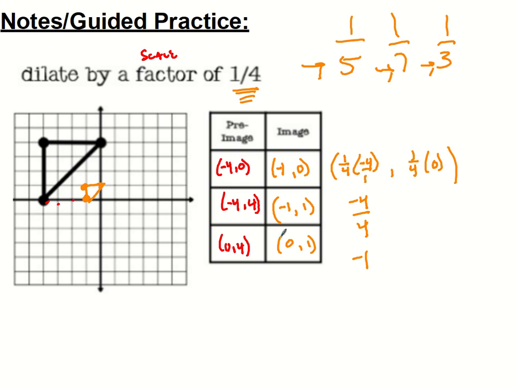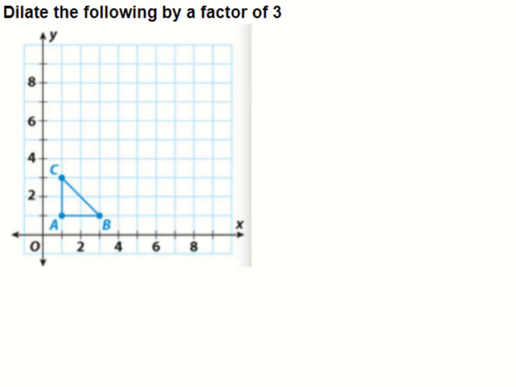So here are the new points. I took every point and multiplied it by 1/4. Every single corner, I had to multiply the x and the y, the x and the y, by 1/4. And that's it. Let's look at another one.